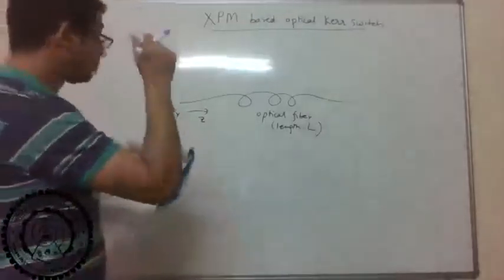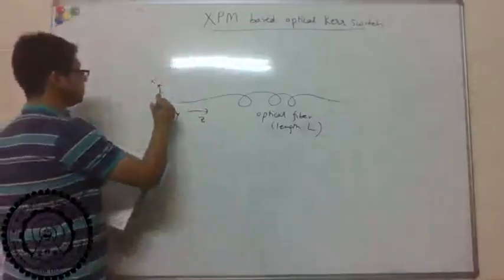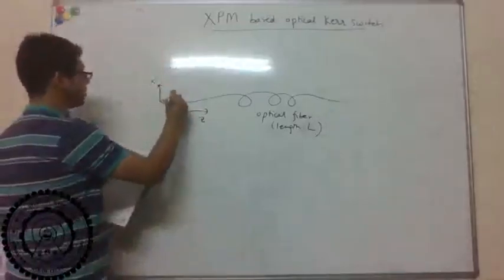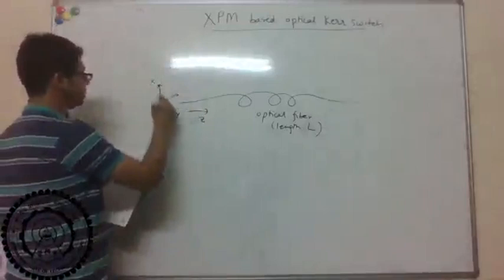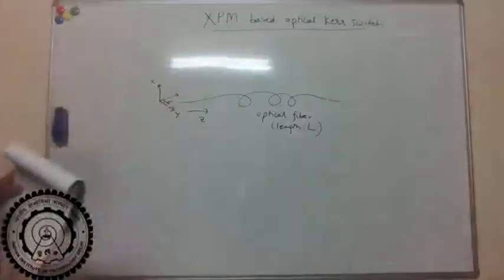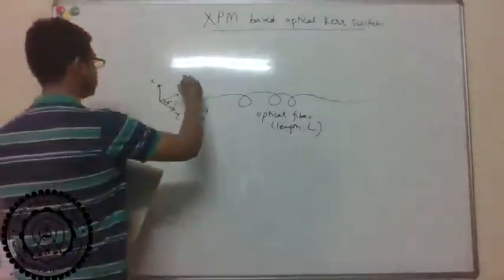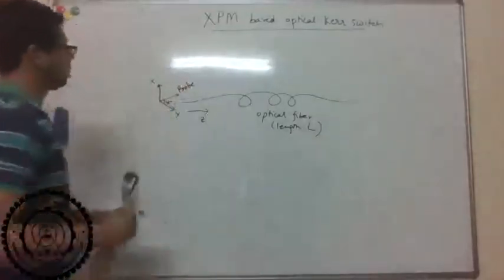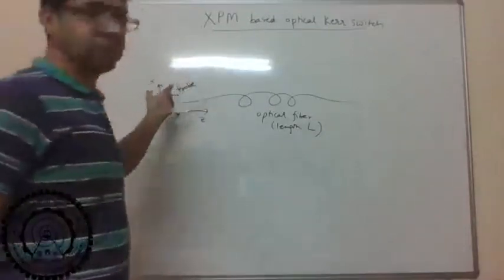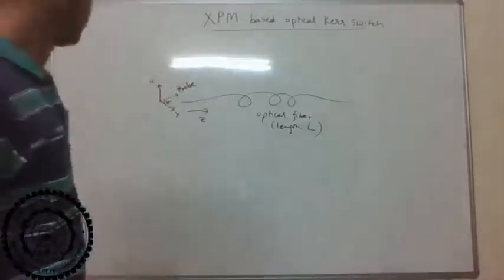One is called the probe, which is polarized at 45 degrees in the xy plane. This is called the probe, and this is the beam that we want to switch.